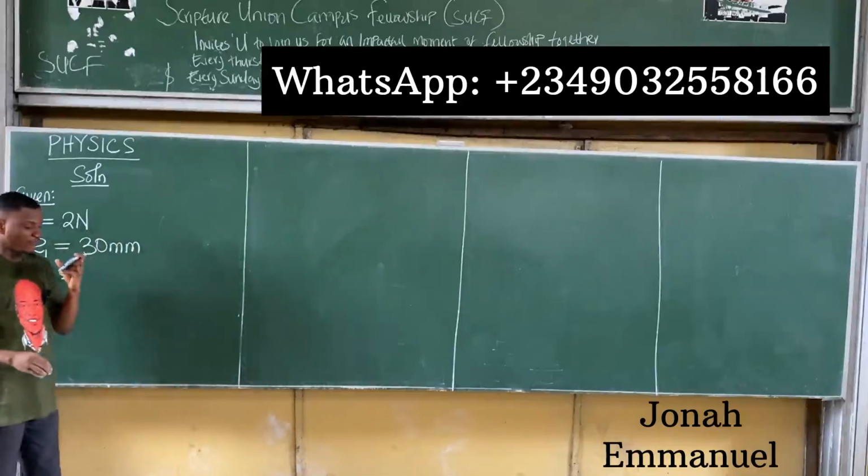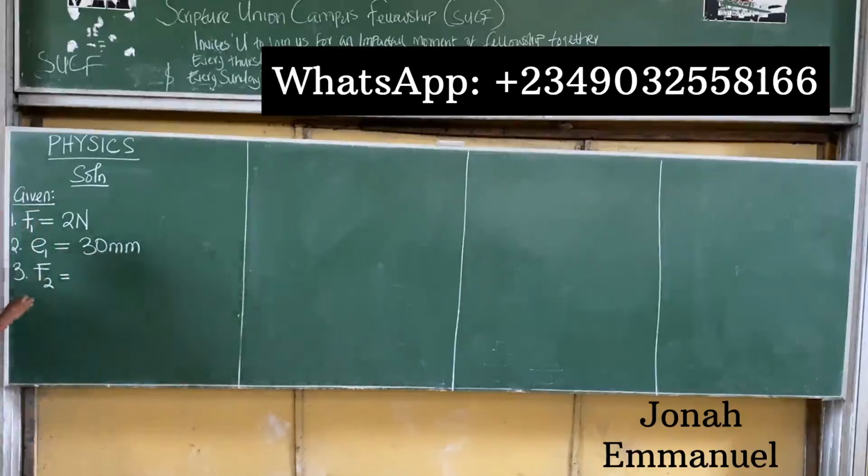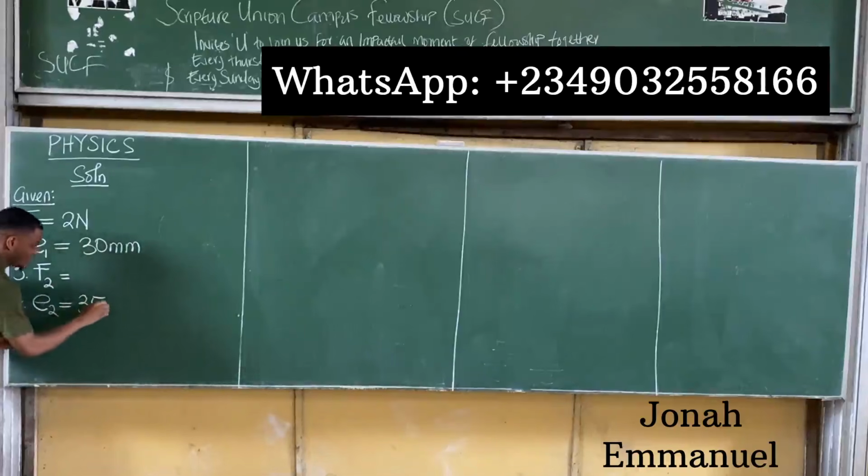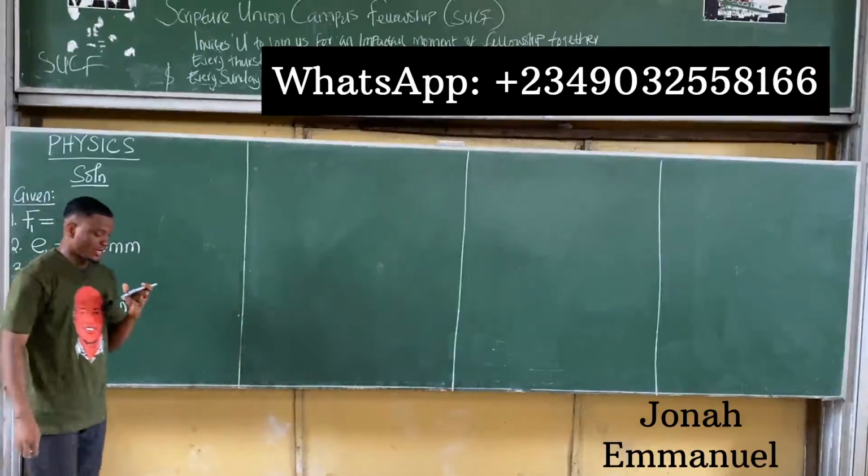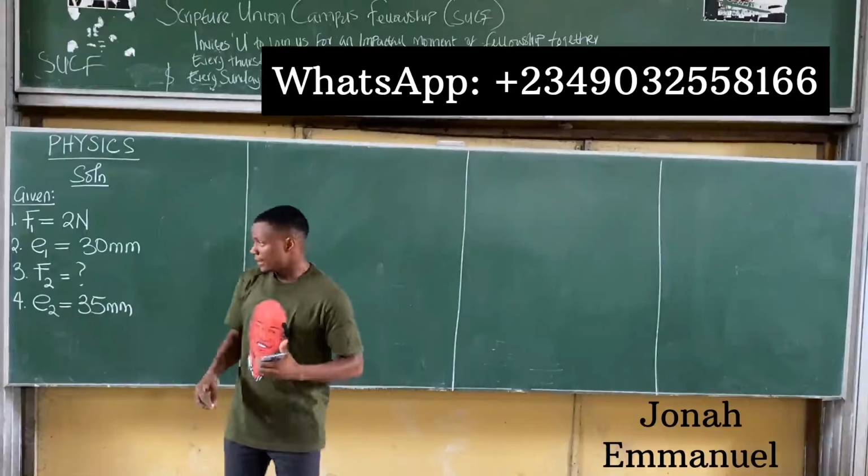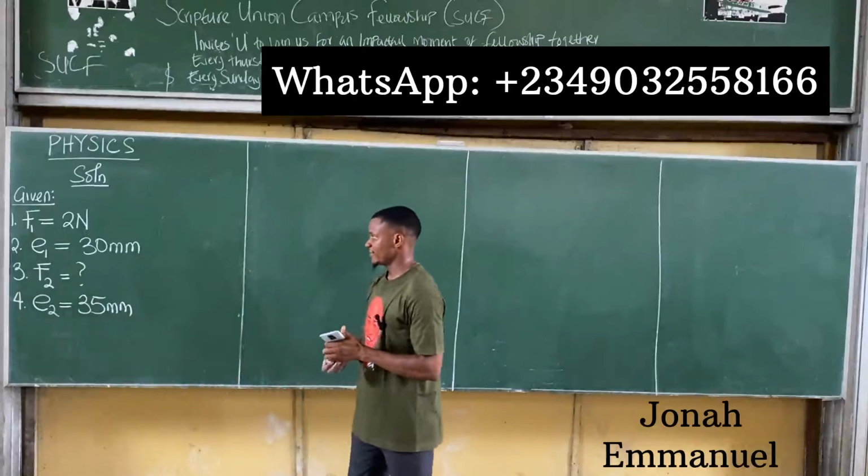They said what additional force will stretch the material. So they're saying what force, that's F2, will stretch the material by, so I have a second extension E2 as 35 millimeters. What additional force will stretch the material by 35 millimeters?